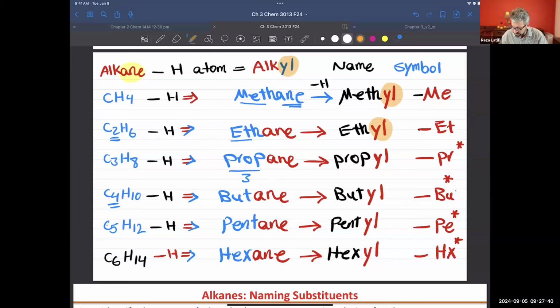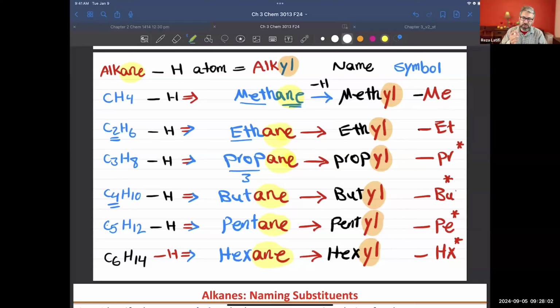Okay, so as you see, at the end of those names, I added YL to say that those species are attached to something. And the thing that I got rid of was A-N-E. That means we had a saturated compound, where all carbons were satisfied, but now they are not, so they have to be attached to somewhere else.